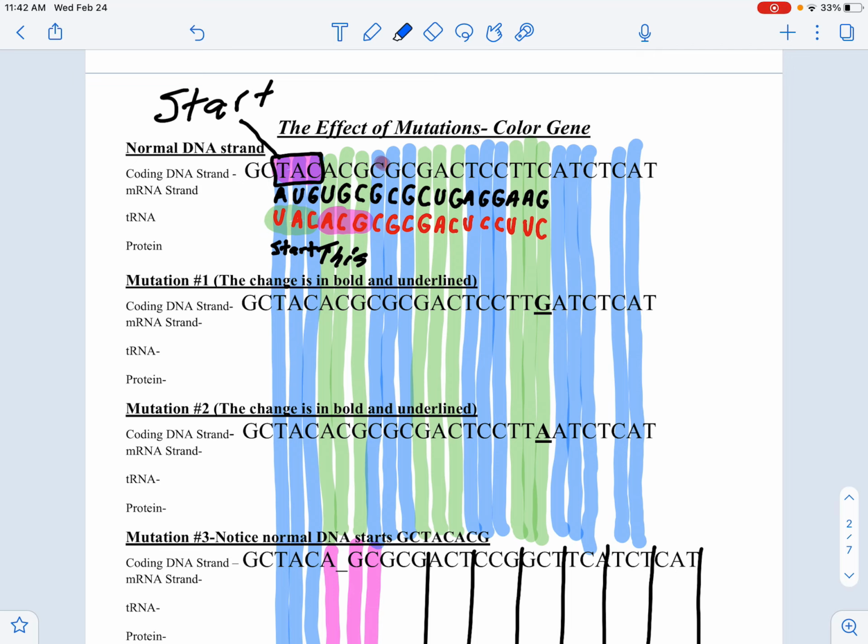So here we go. If we look at the way I've got it set up already, we notice I've got in the coding DNA strand right here this start codon of TAC. So that is where I start breaking up the nucleotide sequence into threes. Like, I do not start it at the very beginning. I started at the TAC.